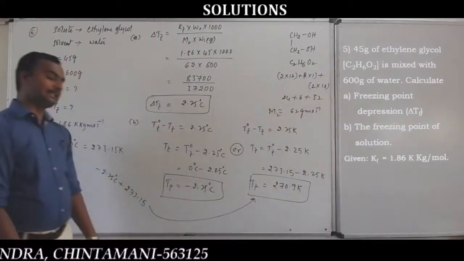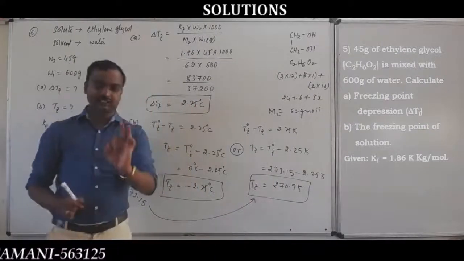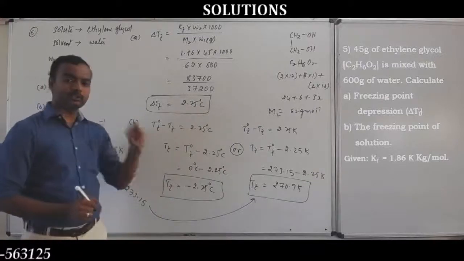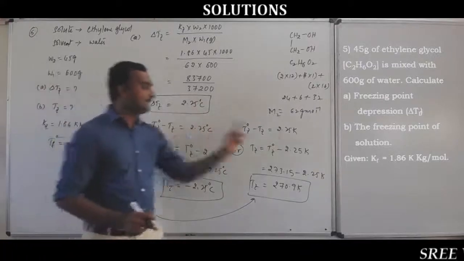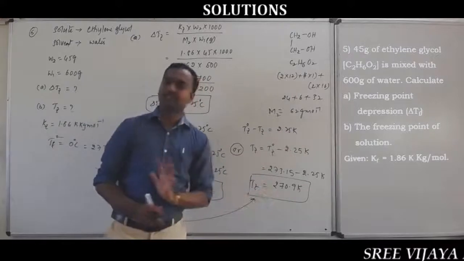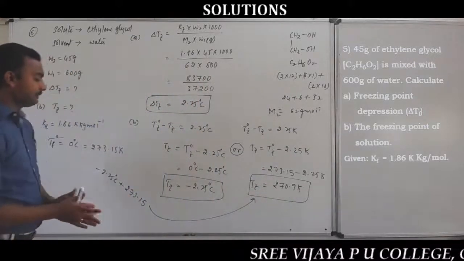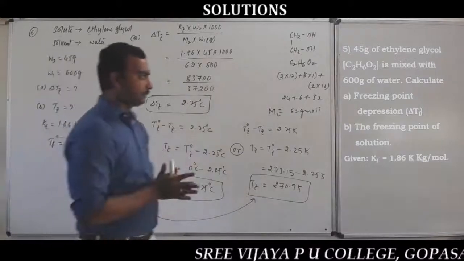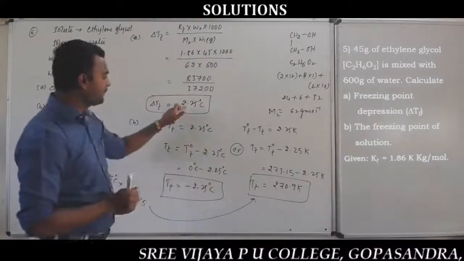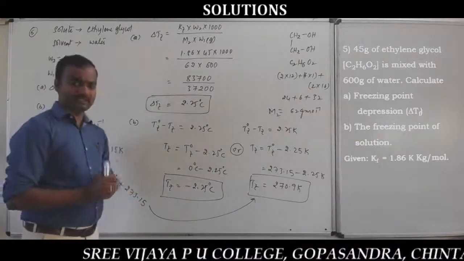So if you know the difference in degrees Celsius, you can calculate the other value in Kelvin as well. Okay, so that's about the freezing point of the solution in the given problem. Delta T of 2.25 degrees Celsius is the difference.